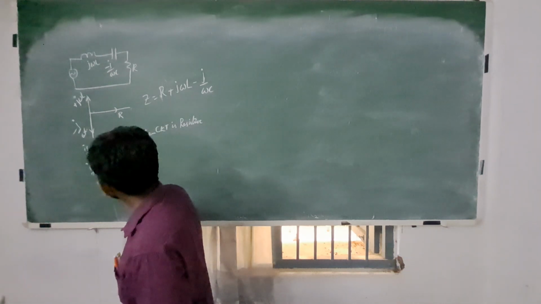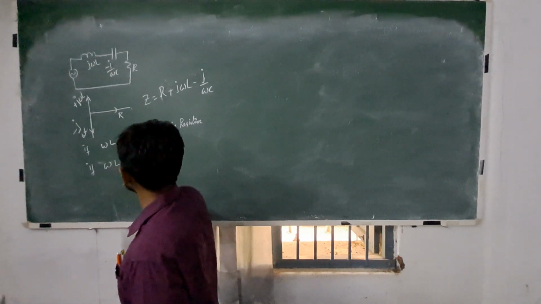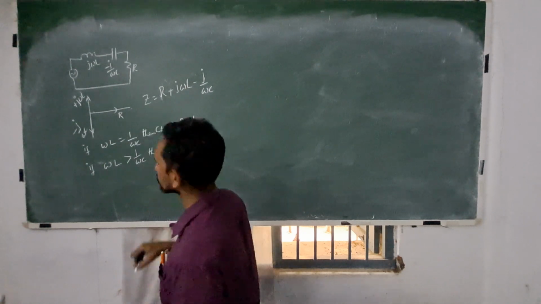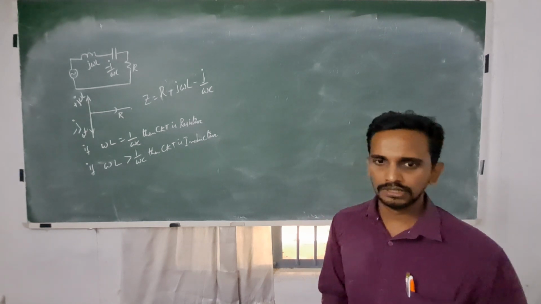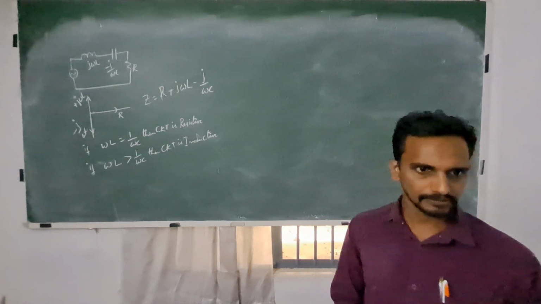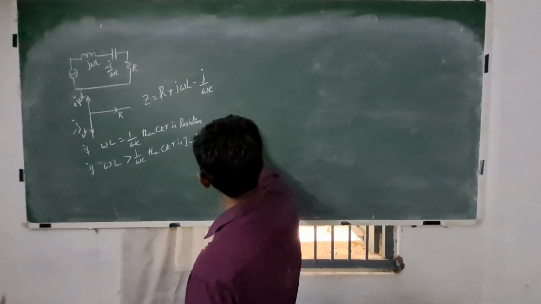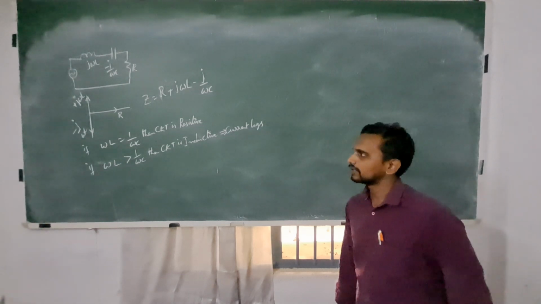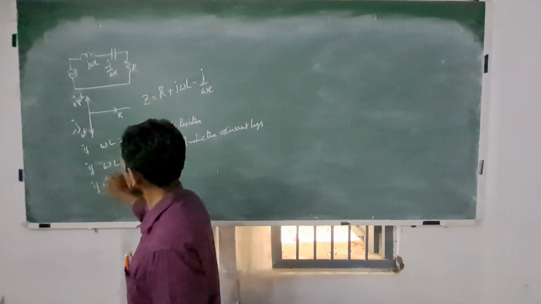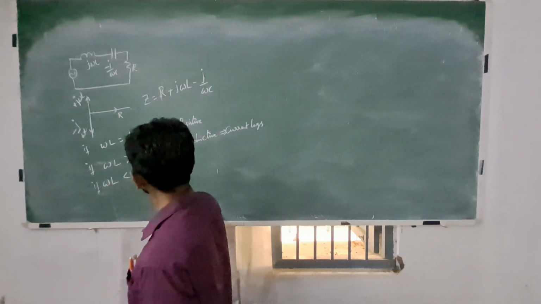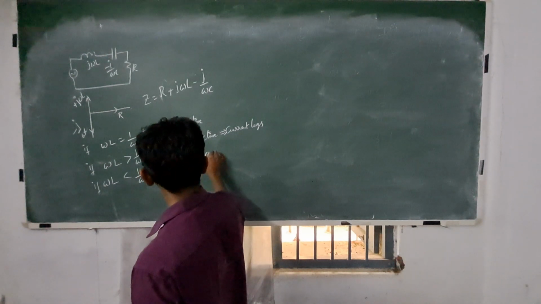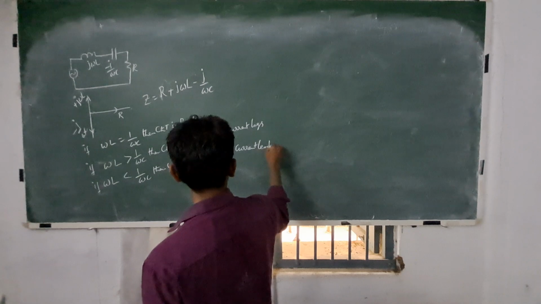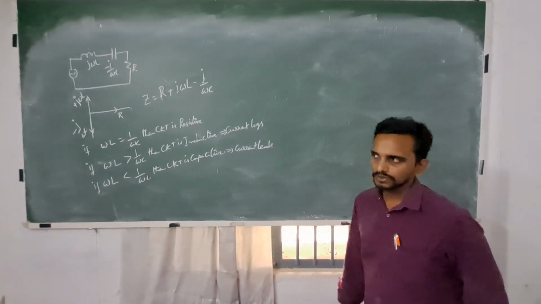Okay, so if omega L is greater than 1 by omega C, then the circuit is inductive. Inductive means the current lags. And if omega L is less than 1 by omega C, the current leads.